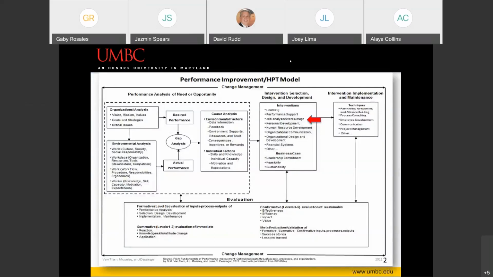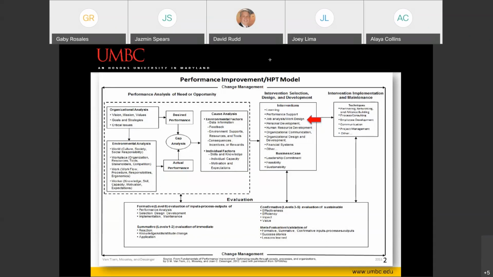Okay, here we are back again with the HPT model. As you can see, we're in the intervention selection, design and development section. Last week, we did learning and performance support. As you can see now, this week, we're doing job analysis and work design. Next week, we have a lot to cover under personal development and human resources development. It's going to be a much longer lesson than the previous ones because there's a lot of great stuff to cover. So, excuse me, that's where we're at.